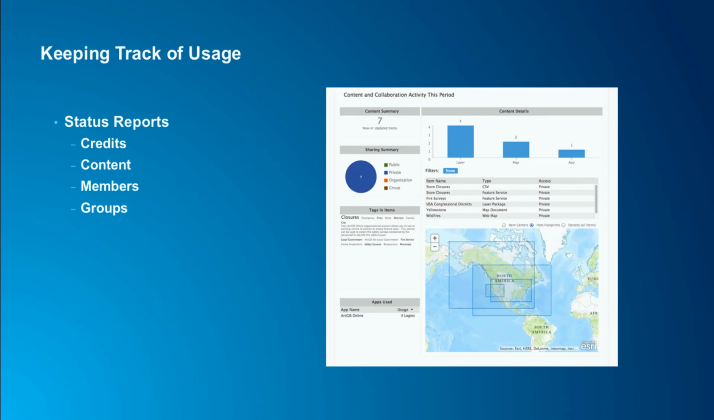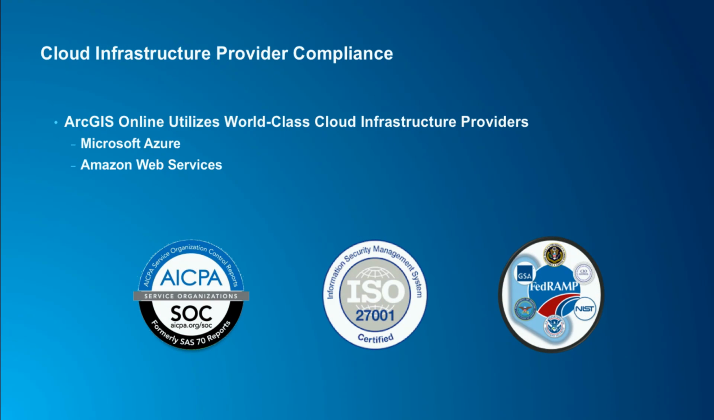You can also keep track of usage, so that's important if you want to try to keep an eye on things. There is a status dashboard, we call it, which gives you reports on content that is public, or who owns what, and how much space they're using, and how many members you have, and how many items and services, and so on. So it's a good place to go to figure out what's going on. And then I'll conclude with some compliance information.